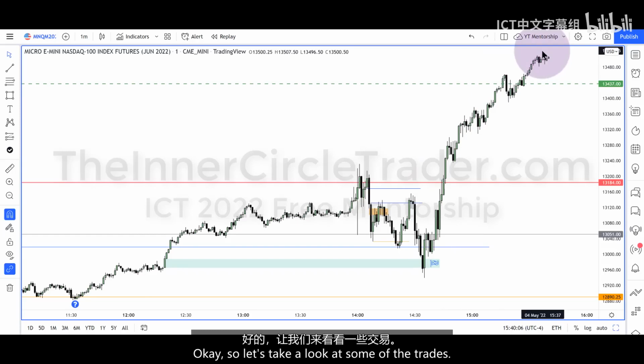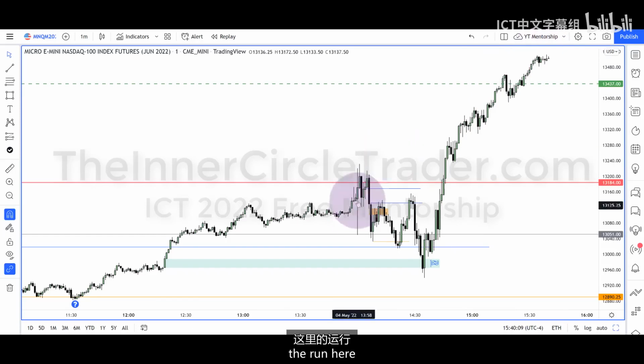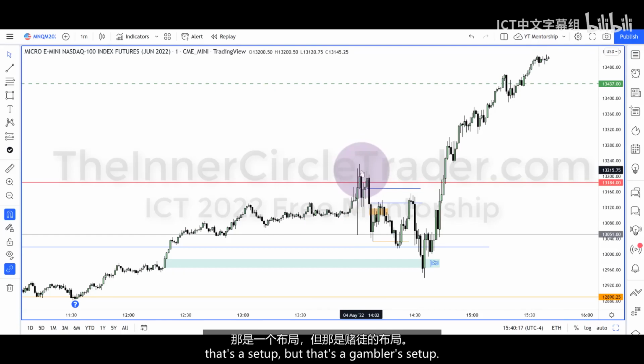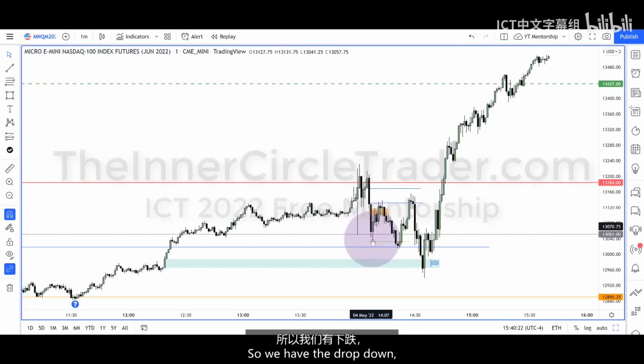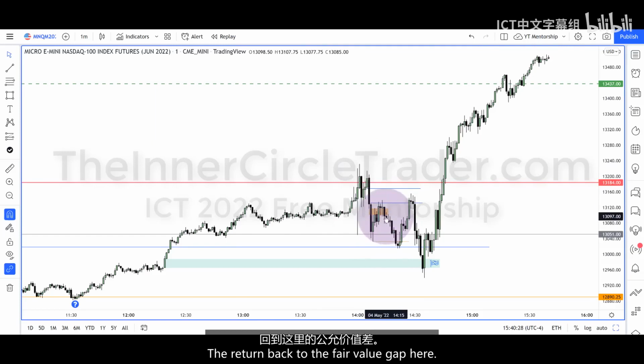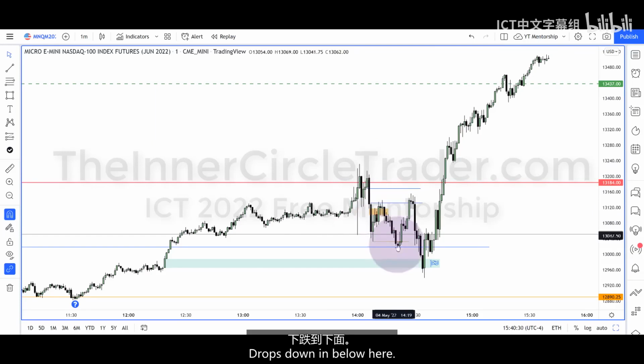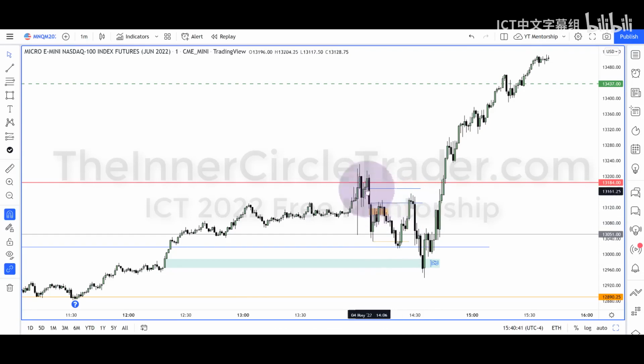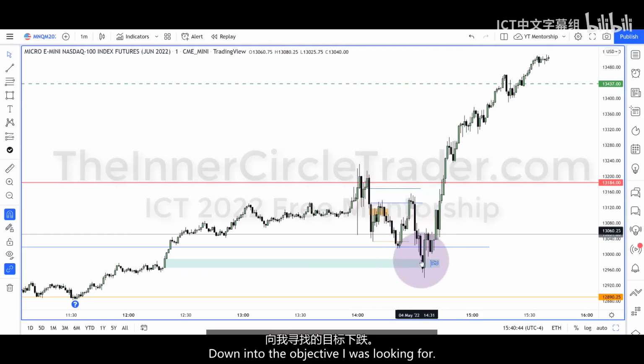Okay, so let's take a look at some of the trades. You got the run here ahead of FOMC. That I would not count. Okay, that's a setup, but that's a gambler's setup. It's before the FOMC announcement. So we have the drop down, then the fair value gap here. So that's trade 1. The return back to the fair value gap here, that's trade 2. Drops down in, below here, you would close your short if it's a scalp. Here is a long idea as a scalp to take us up into buy side liquidity resting above this high here, and then into the fair value gap that sets up the short down into the objective I was looking for.